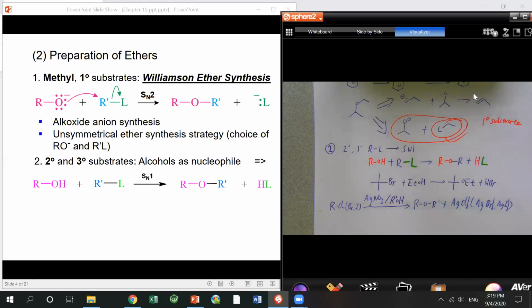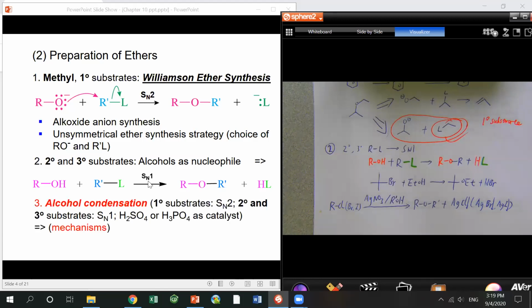So that's how you speed up this reaction. Without the silver, you just have an equilibrium. But if you add this, you precipitate out the leaving group and push the equilibrium to the right. All right, so that's the second way to prepare ether, based on secondary and tertiary substrates. So keep in mind, for SN1, you use alcohol.